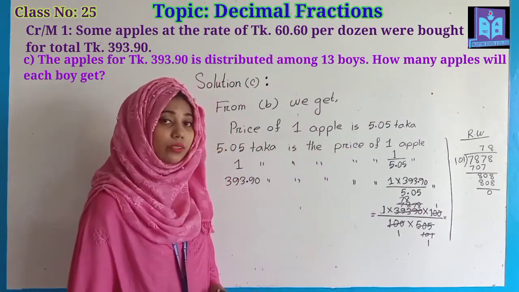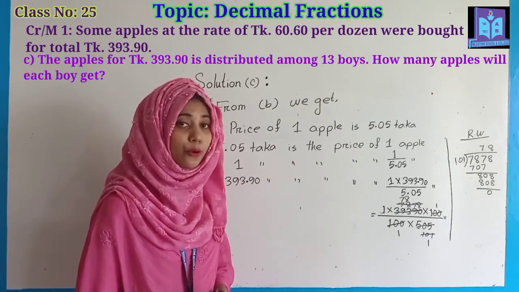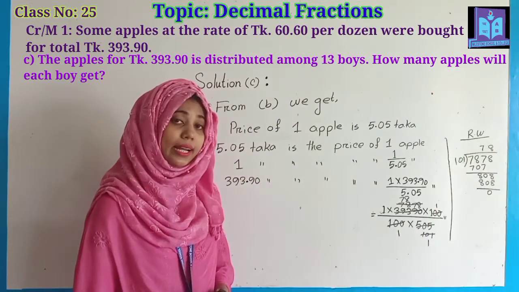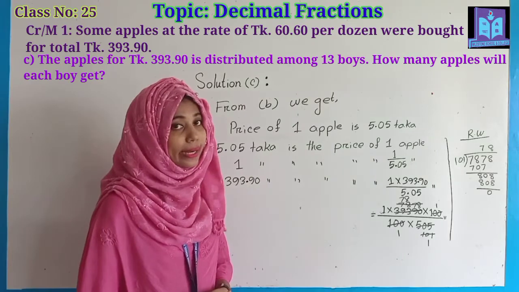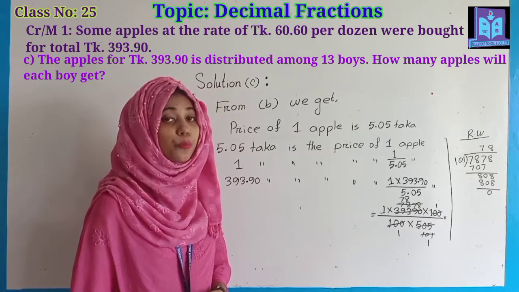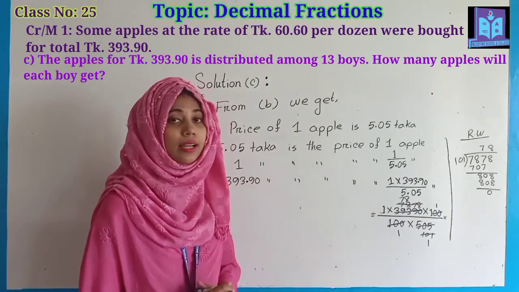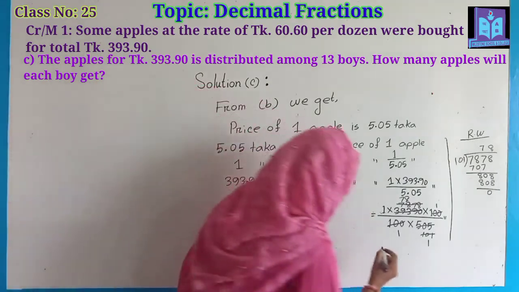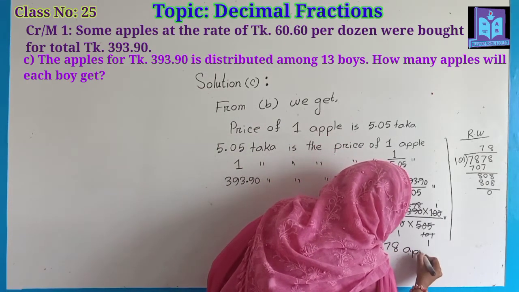Now we are doing calculation. In the denominator, 1 into 1. What is the product? Yes, 1. No need to write this 1 in the denominator. Now we count the numerator. 1 into 78, yes, the product is 78. 78 into 1, yes, the product is also 78. So we will write this 78 apples.